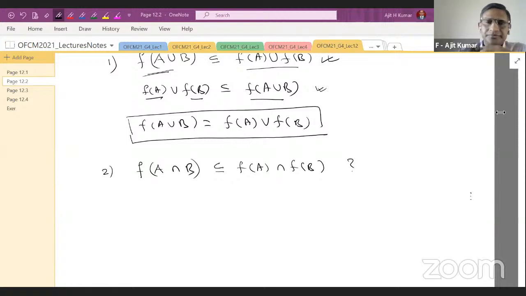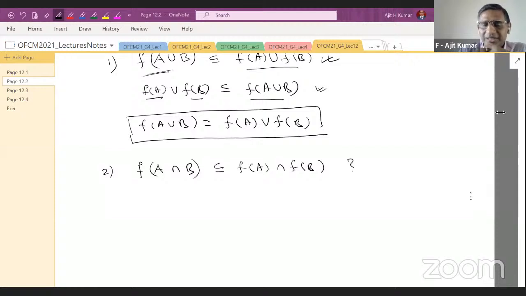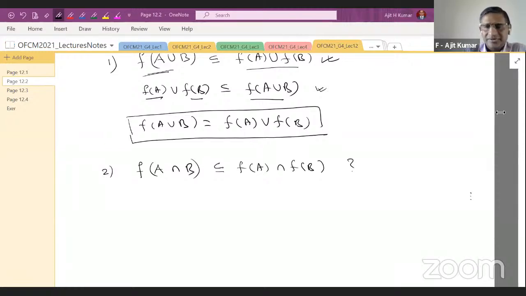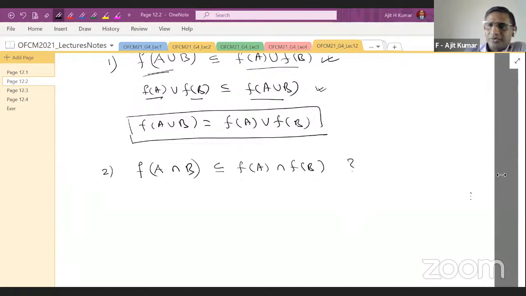Sir, A intersection B is a subset of A. A intersection B is always a subset of A. Very good. So A intersection B is also a subset of B. Correct. So f of A intersection B will be a subset of f of A, and f of A intersection B will be a subset of f of B, which implies that f of A intersection B will be a subset of f of A intersection f of B. That's correct. Have you followed? Is it clear to everybody? What Pratichi has said, have you all understood?